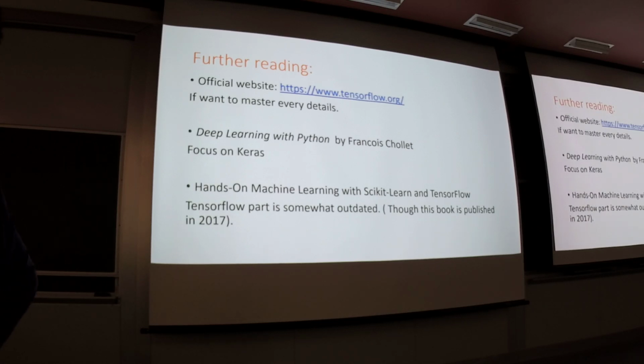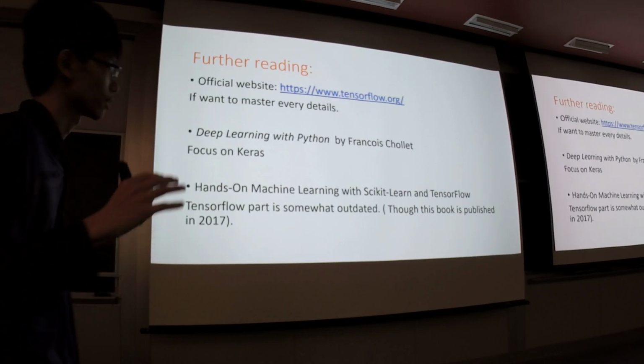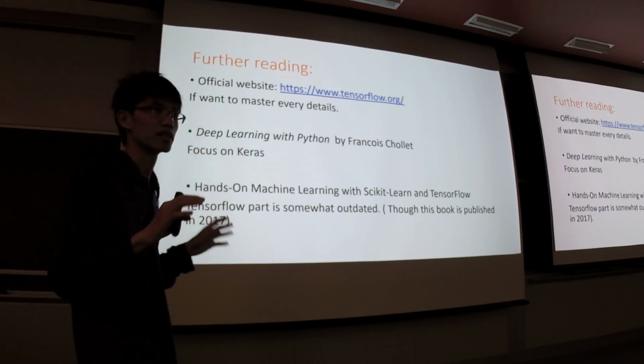And the TensorFlow part is somewhat outdated. They published in 2017, just 1 or 2 years ago. It's already outdated, as we mentioned before. I highly recommend you read the first 6 chapters of this book. They will tell you how to pre-process the data set and some really commonly used tricks in machine learning, which will greatly improve the performance of your model.